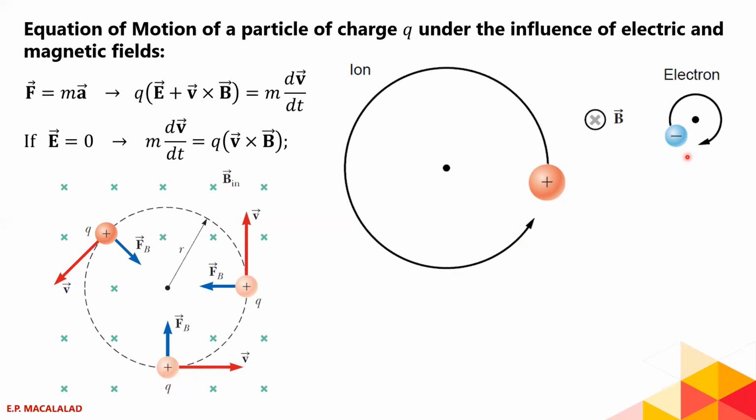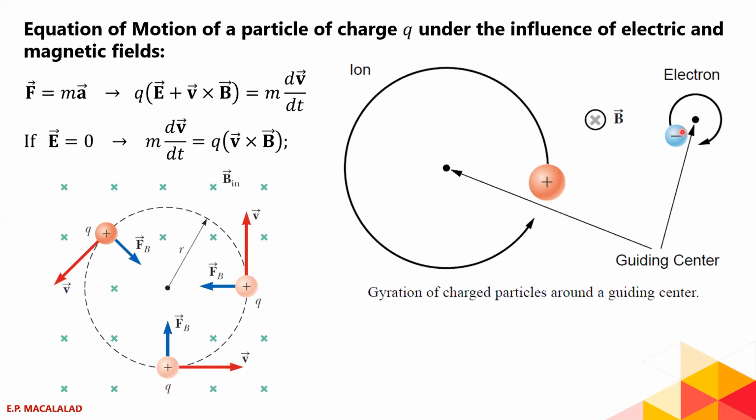Now you will notice that the drawing shows that the ion will move in a bigger circle than an electron. Now this circular motion has what we call a guiding center. And we call this the gyration of a charged particle. And that guiding center is very important when we talk about drift.